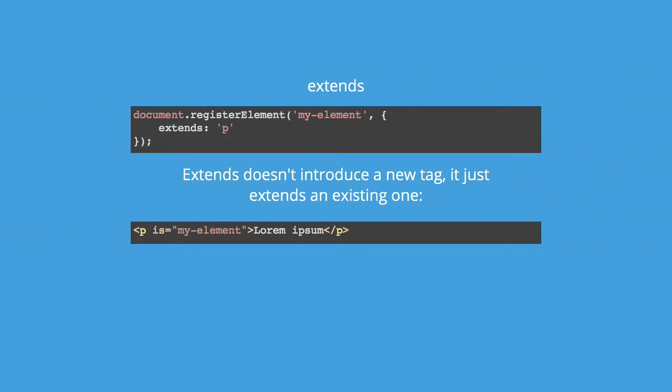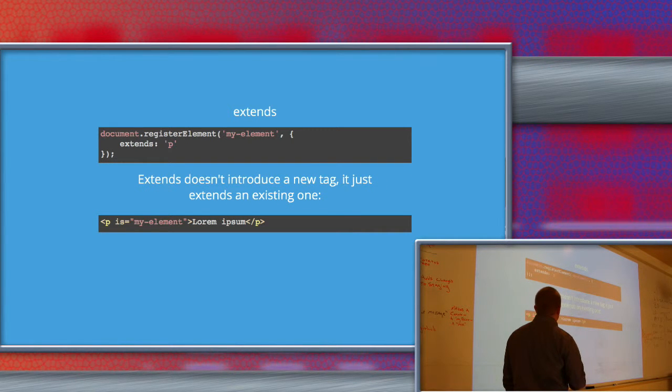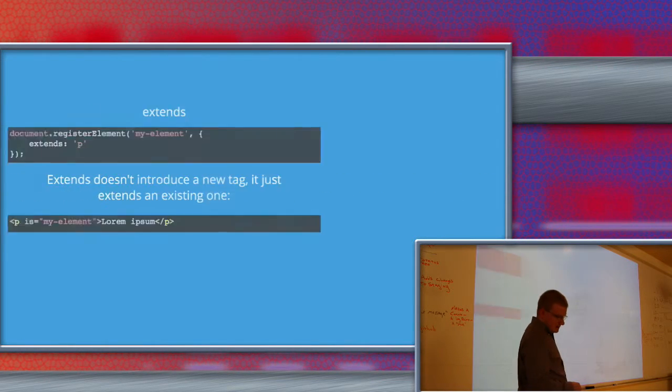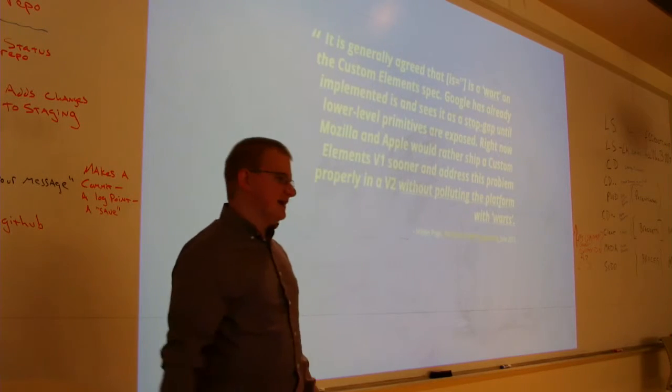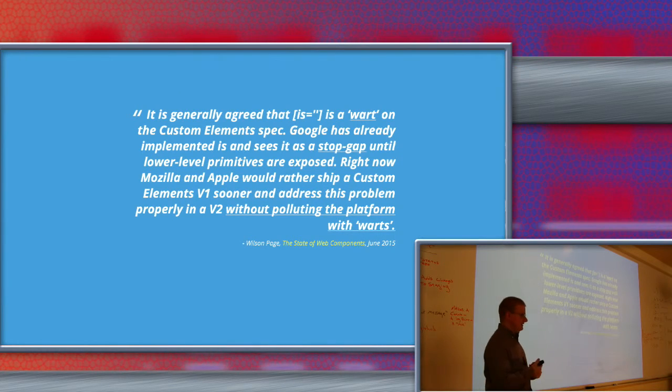The other property in my options object that's useful is extends. Extends means if I don't want to introduce a tag, I can extend an existing one. I can do p is my element, which is the name that I passed in. Now I can extend this object, but I'm not actually changing the tag name. I'm not going to spend a lot of time on this, and I'm going to ask you not to worry too much about that, because like a lot of things in web components, it's going away. Just a tour.